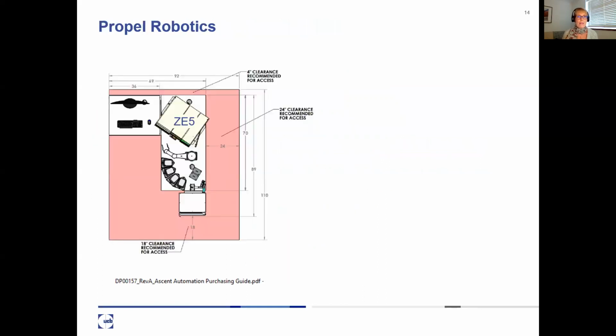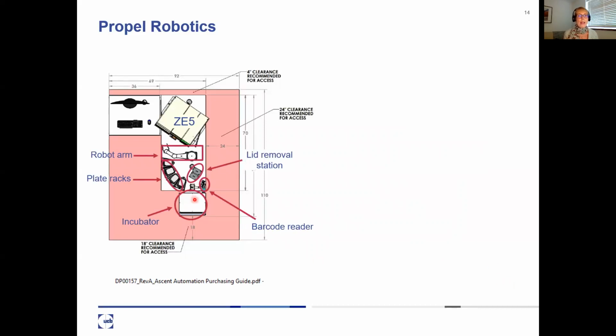So we invested in the ZE5, and we also involved Propel Robotics in terms of providing a robot solution for us. Now, over the next couple of slides, I'll have graphics on the left-hand side, and then I'm going to have some pictures on the right, and I hope it's going to give you a sense of how the system fits into our lab. So this is a bird's eye view.